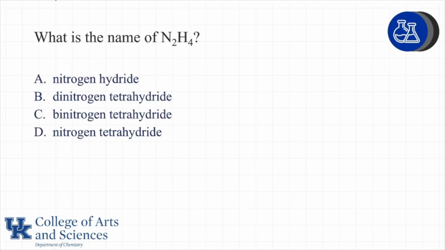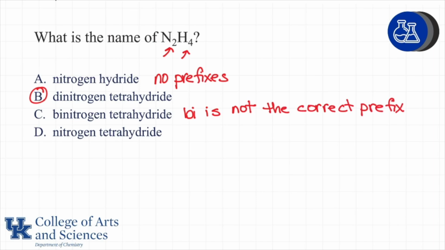What is the name of N2H4? We have 2 nitrogens and 4 hydrogens, so we need to have dinitrogen and tetrahydride. So B is the correct answer. Let's look at the other options to see what makes them incorrect. For the first one, we see that we don't have any prefixes used. In this case, both elements have subscripts, so we have to have a prefix for both elements. For C, we use bi instead of di. Di is the prefix for 2. And in D, we've omitted the di, which we can only do on the first element if it is 1 of that atom.